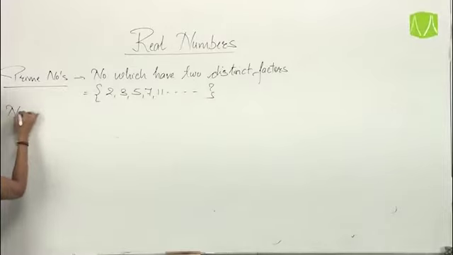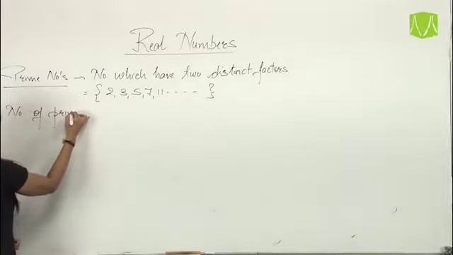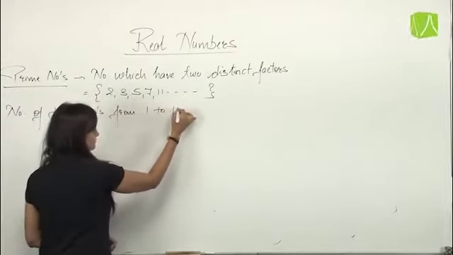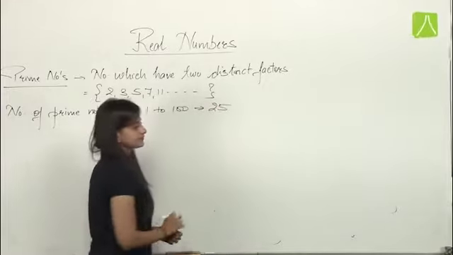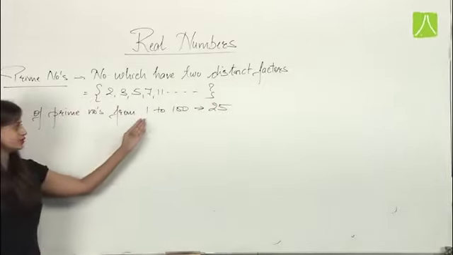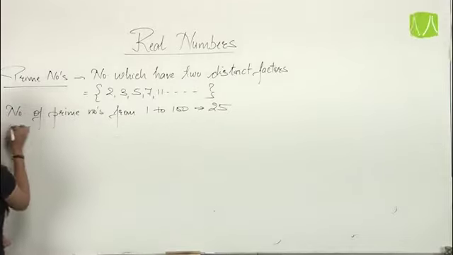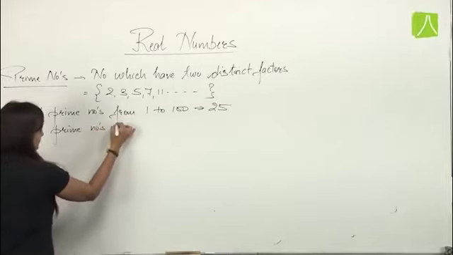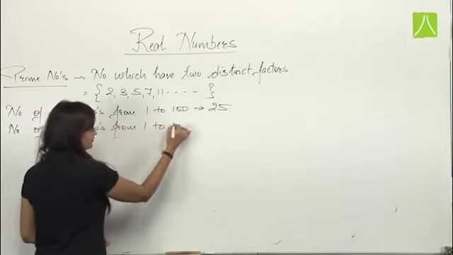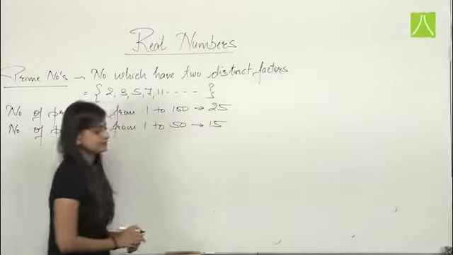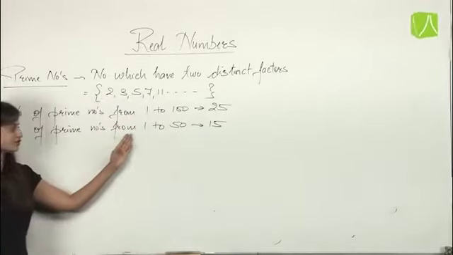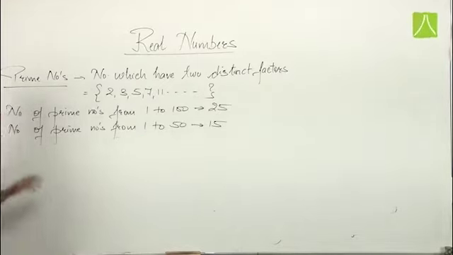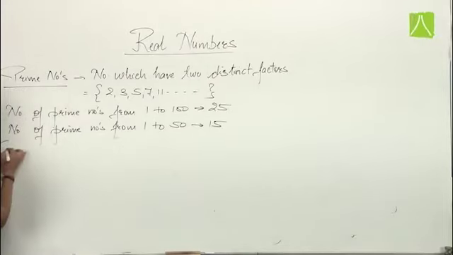We can say the number of prime numbers from 1 to 100 is 25. There are 25 numbers from 1 to 100 which are prime, and the number of prime numbers from 1 to 50 is 15. That means there are 15 prime numbers which lie between 1 and 50. So these are prime numbers. Next is composite numbers.